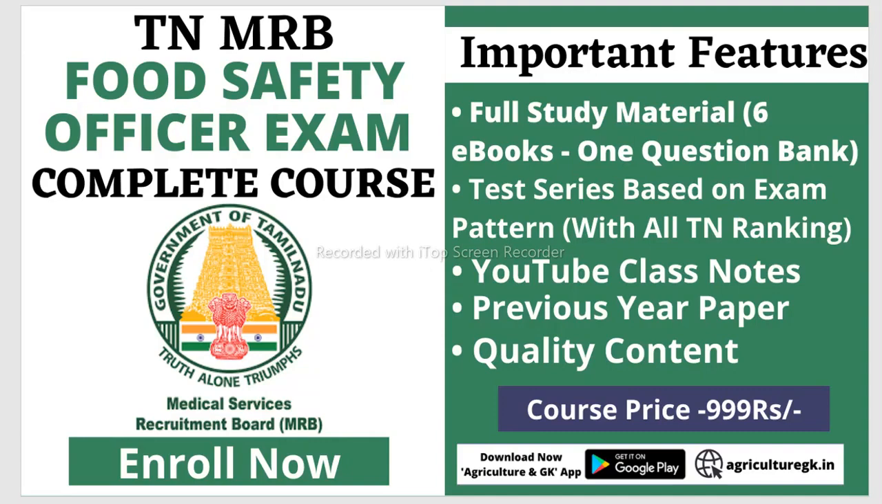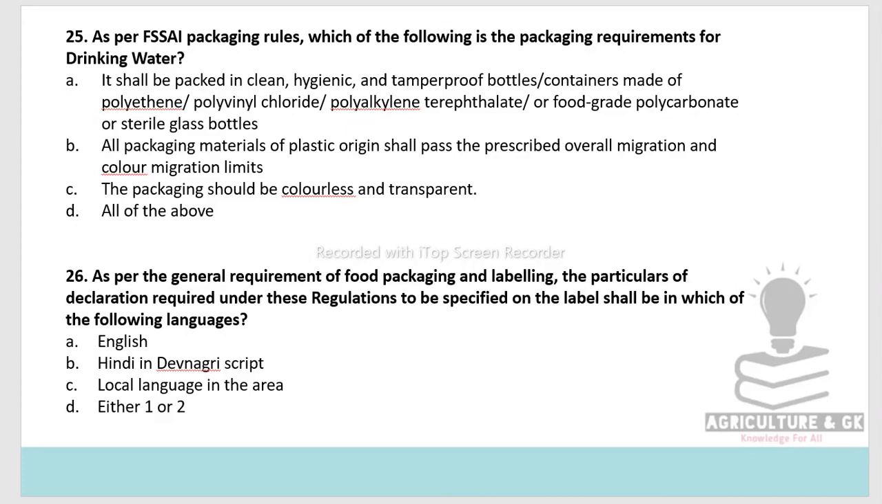Now moving next. As per FSSAI packaging rules, which of the following is the packaging requirements for drinking water? It shall be packed in clean, hygienic and tamper-proof bottles or containers made of polyethylene, polyvinyl chloride, polyalkyl terephthalate or food-grade polycarbonate or sterile glass bottles. All packaging materials of plastic origin shall pass the prescribed overall migration and color migration limits. The packaging should be colorless and transparent, or all of the above.